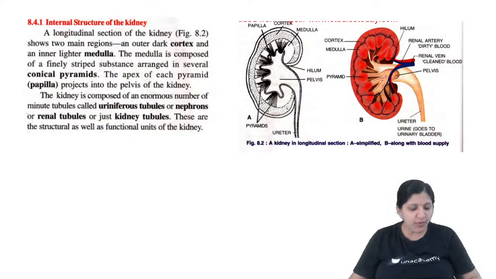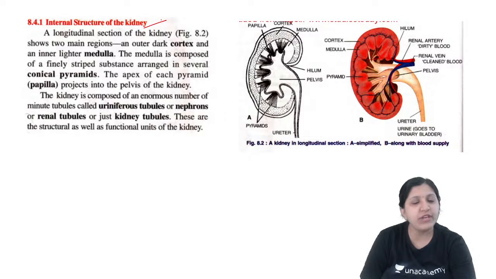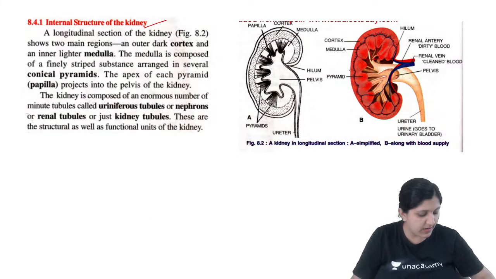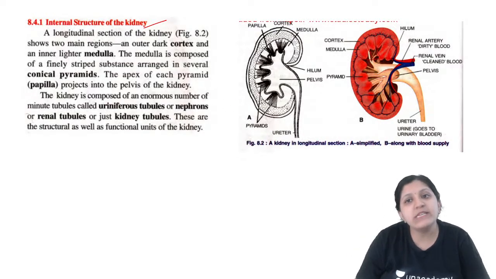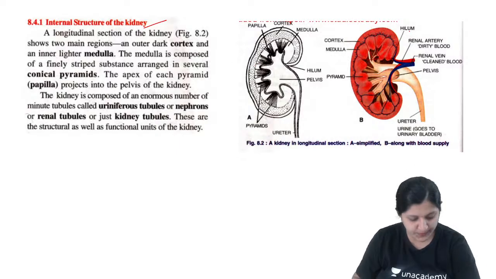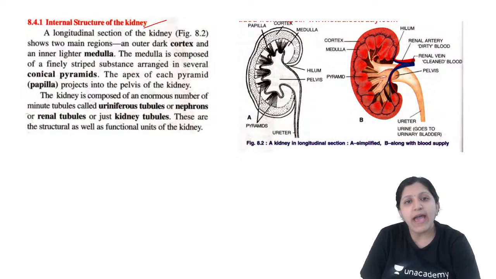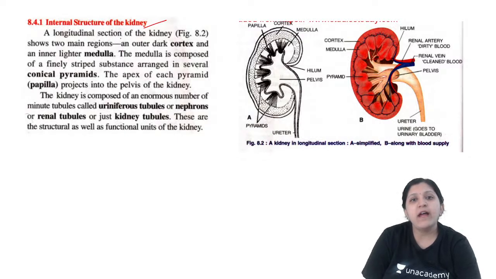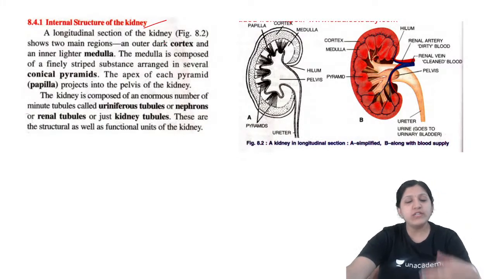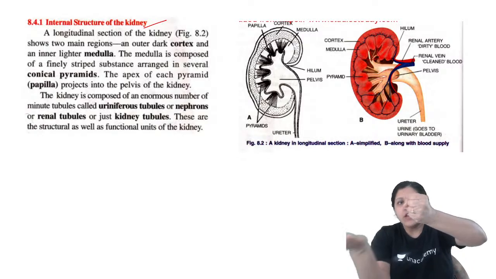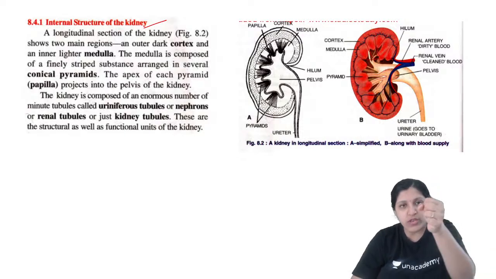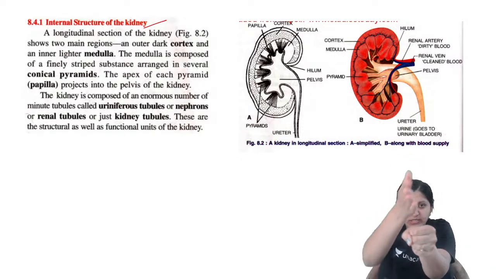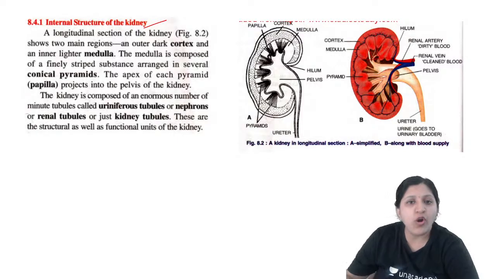Starting from this one, this is the internal structure of kidney. Last class I was saying that we will discuss what exactly is the cortex region and medullary region, and today's session we will completely see the structure of this particular kidney tubule. As you can see here, they have given a longitudinal section. What is a longitudinal section? Let's say this is a kidney. If I make a cut like this, then it is a transverse section. Now they have made a cut like this, so it is a longitudinal section.